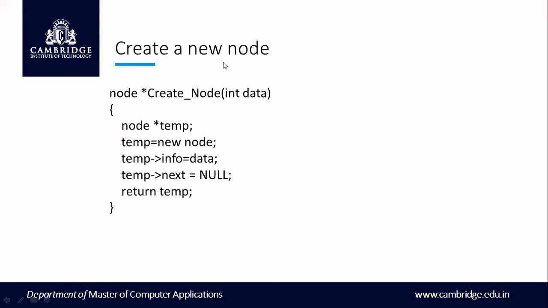Second, I have to create a new node. The first one is just a declaration. Now let me create a new node with the data. So a new node is created with a variable temp. The node temp's info is the data and its next points to null because this is the first node which is created. That's the new node which is created, and that node temp is returned back.